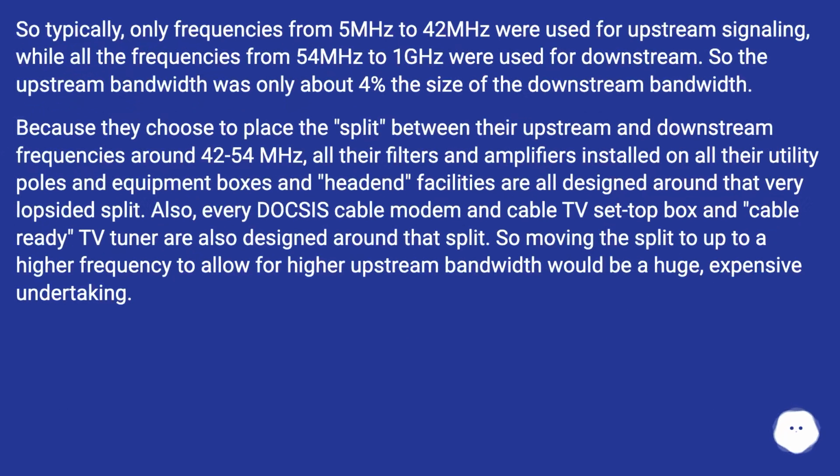So typically, only frequencies from 5 MHz to 42 MHz were used for upstream signaling, while all the frequencies from 54 MHz to 1 GHz were used for downstream. So the upstream bandwidth was only about 4% the size of the downstream bandwidth. Because they chose to place the split between their upstream and downstream frequencies around 42 to 54 MHz, all their filters and amplifiers installed on all their utility poles and equipment boxes and head-end facilities are designed around that very lopsided split. Also, every DOCSIS cable modem and cable TV set-top box and cable-ready TV tuner are also designed around that split. So moving the split up to a higher frequency to allow for higher upstream bandwidth would be a huge, expensive undertaking.